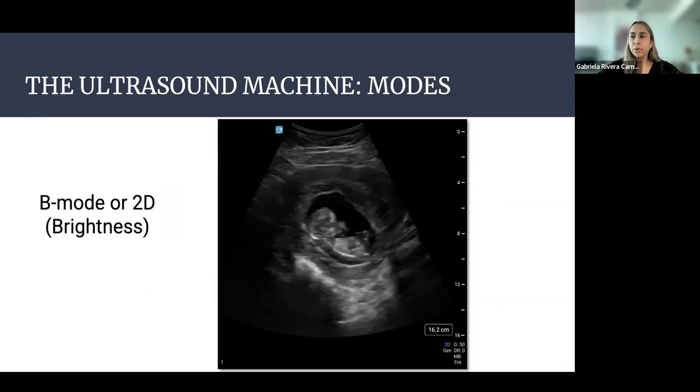So there are several modes in which we can evaluate images acquired. The first one is B mode or 2D mode, also known as brightness mode. This provides structural information utilizing different shades of gray or different brightness in a two-dimensional image. The brightness is determined by the amplitude of returning echoes. This is an image of a 13-week-old fetus in B mode. At the bottom of the image, we can see that the machine tells us which mode we're using, so 2D mode.